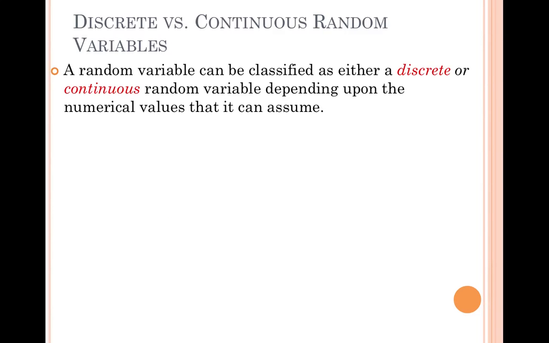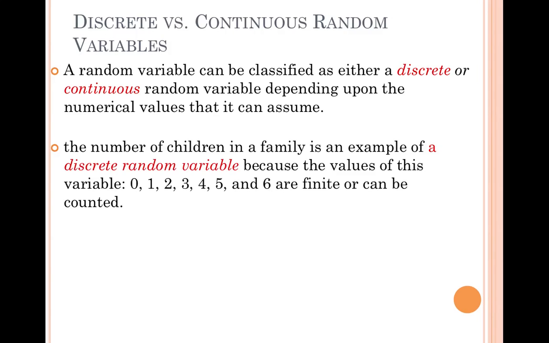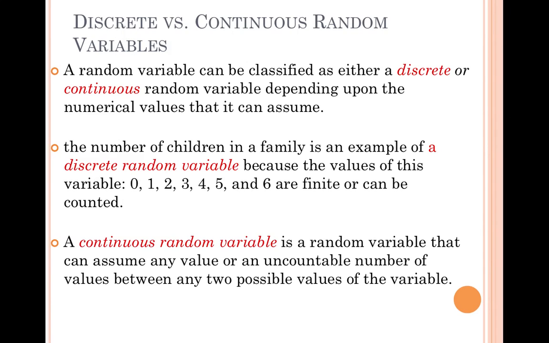Okay, let's look at the difference between discrete and continuous random variables. A random variable can be classified as either discrete or continuous depending on the numerical values that it can assume. The number of children in a family is an example of a discrete random variable because the values of this variable, 0, 1, 2, 3, 4, 5, and 6, are finite or can be counted. The continuous random variable is a variable that can assume any value or an uncountable number of values between any two possible values of the variable.